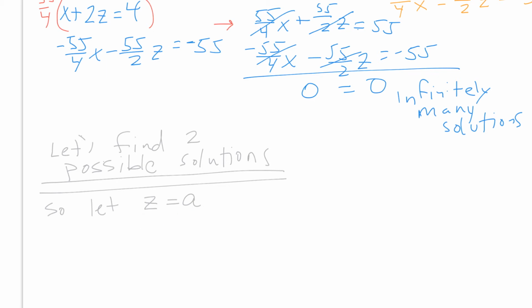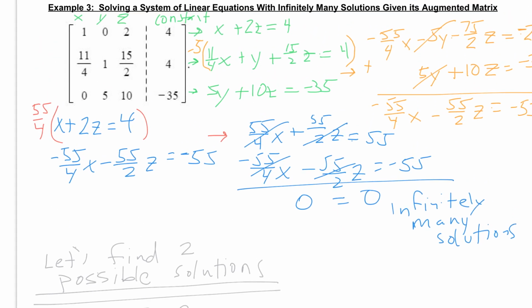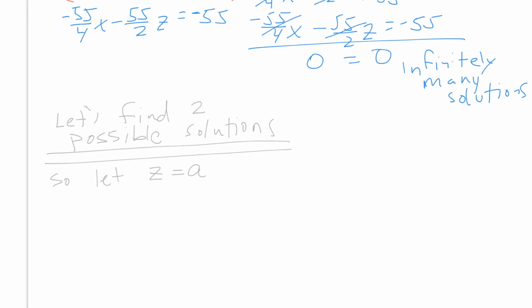If z is equal to a, I'm going to come back to my other equation. So I have these equations up here. If I know z is equal to a, I can solve for x in terms of a right away. So I'm going to use that equation down here. So if I know that x plus 2z is equal to 4, and I plug a in for z, I get x plus 2a is equal to 4, so that I can say x is equal to 4 minus 2a.